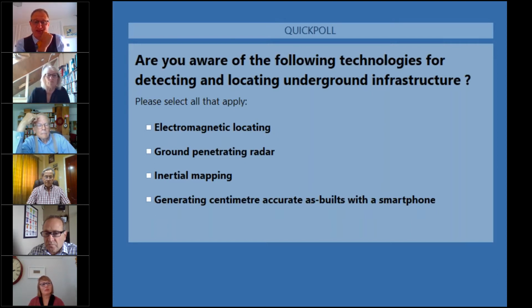The others, I think if anybody here was ever brought up on Time Team on Channel 4 back in the 90s, they'll know about electromagnetic and ground penetrating radar. They were pretty standard for the geospatial team.